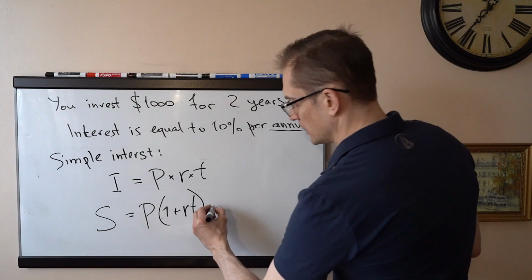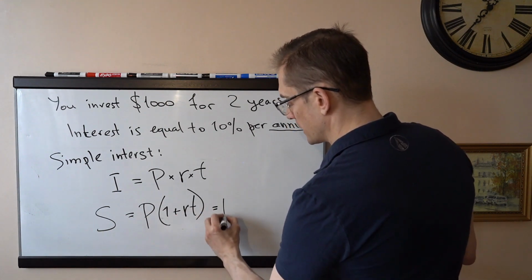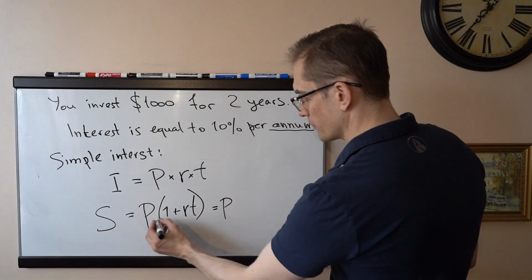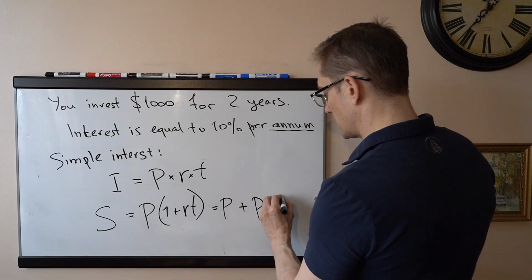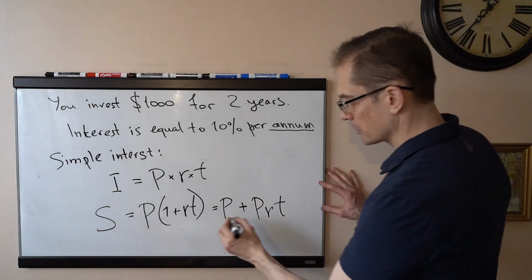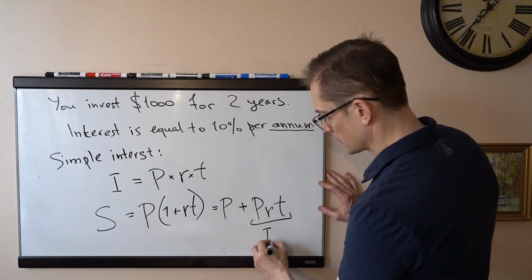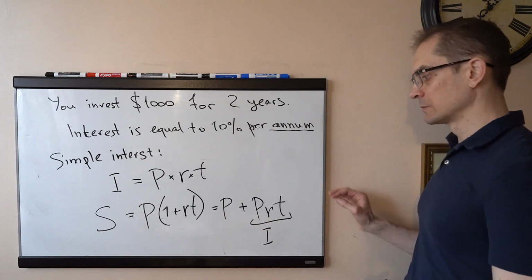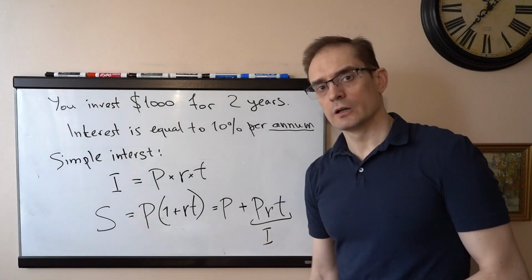If you know just a little bit of algebra, you also will notice that if you open up this bracket using distributive law, P times 1 is P plus PRT, right? So which means principal plus interest, right? And which makes sense. So principal plus interest is your simple future value.